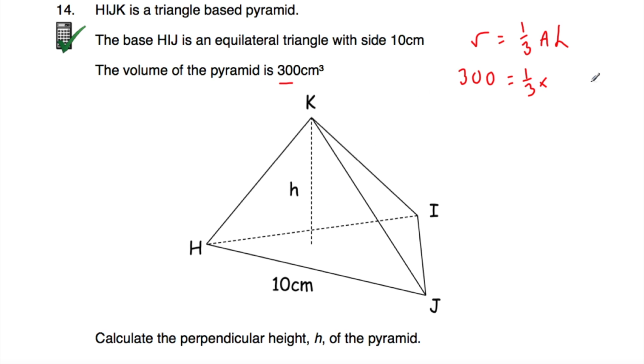And then we're going to multiply that by the perpendicular height of the pyramid, h, and that's what we want to find out. So let's work out the area of the base of this pyramid, so HIJ. That's an equilateral triangle with side length 10 centimeters. So I'm just going to sketch an equilateral triangle here.